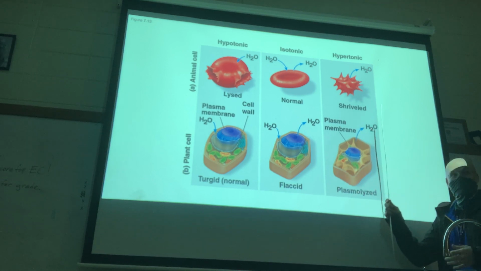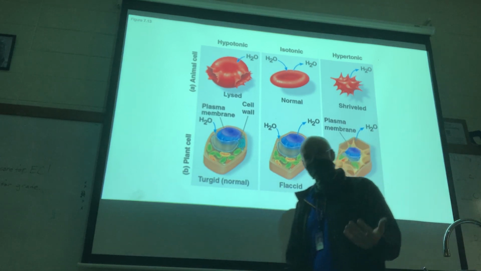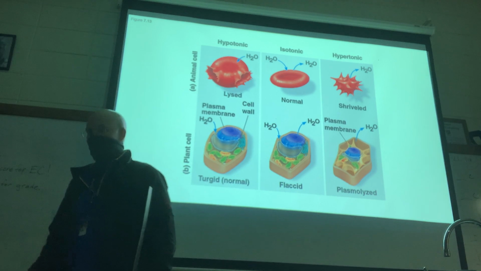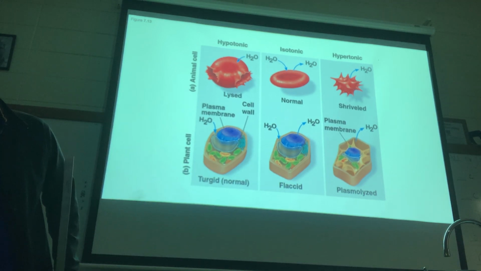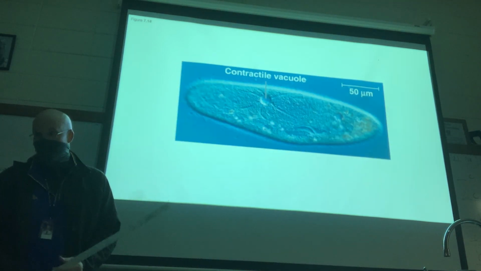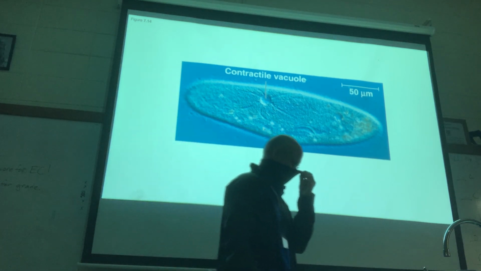So your cells can actually shrivel; plant cells wilt when they don't get enough water. In the interest of time, I don't want to run out of time, and I have a few more slides to go.